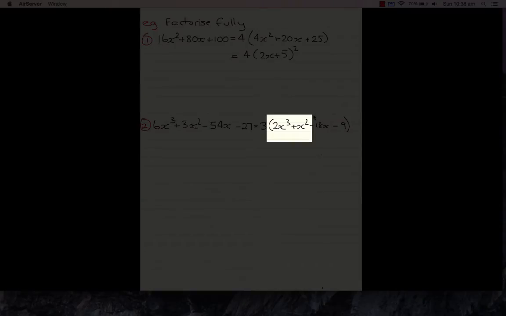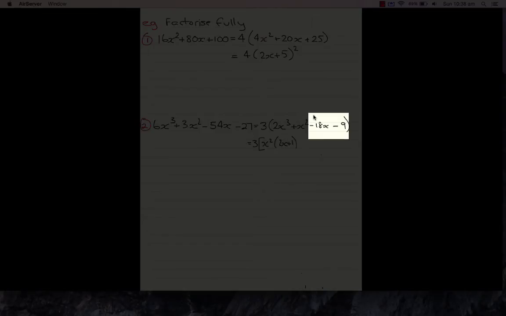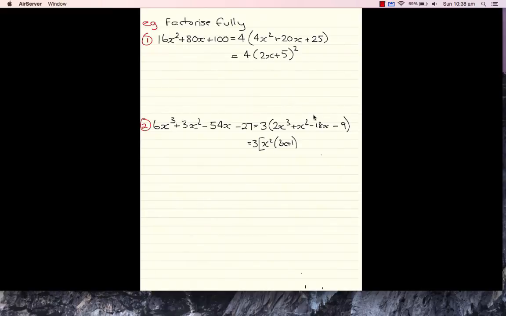So our first pair, 2x cubed plus x squared, has a common factor of x squared, leaving me with 2x plus 1. And then my second pair of negative 18x minus 9, well, we want 2x plus 1 inside those brackets, and we can get that if we take out a negative factor of 9. So looking at that expression, we've got a common factor of 2x plus 1, leaving me with x squared minus 9.